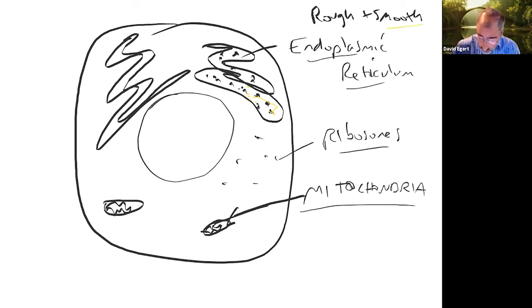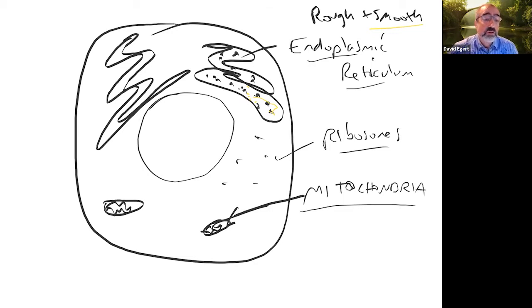Smooth ER doesn't have ribosomes. It tends to have more enzymes attached into the membrane. So it's a place more for processing stuff versus assembling and storing proteins. You find a lot more smooth ER in liver cells or cells that are doing a lot of processing of things.